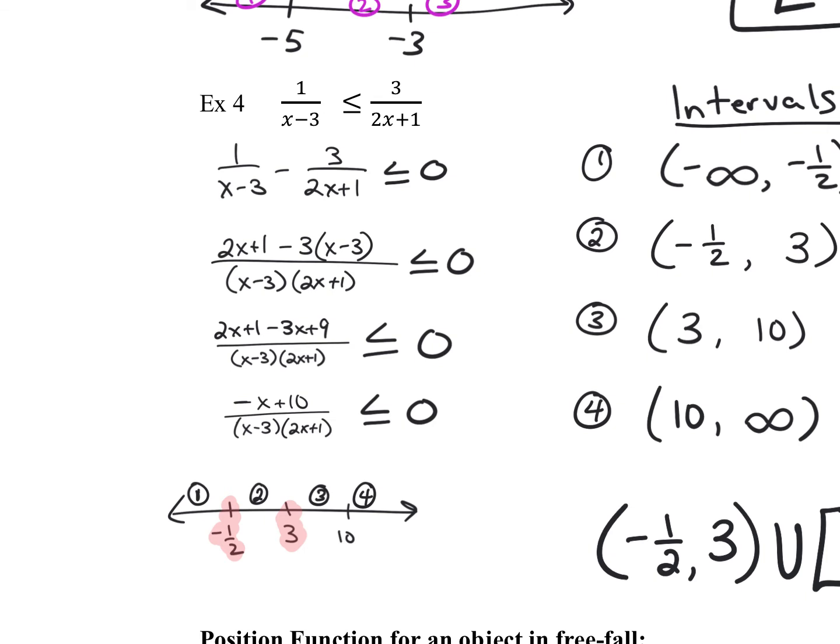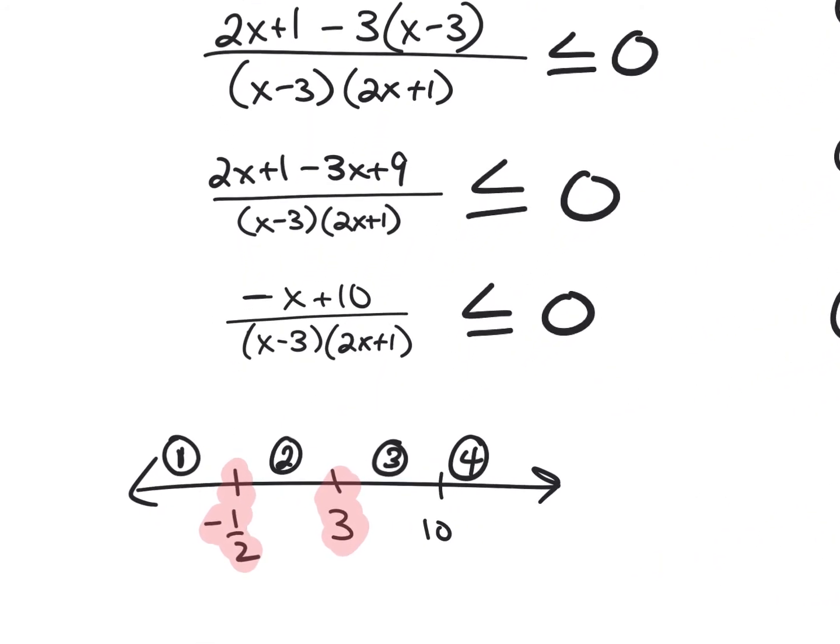So what we want to do is create a single fraction on the left-hand side of our inequality, and then simplify that as best we can. We want to keep it in factored form so that the intervals that we test will make sense. When it's all said and done, I was left with this inequality here: negative x plus 10 over (x minus 3) times (2x plus 1).